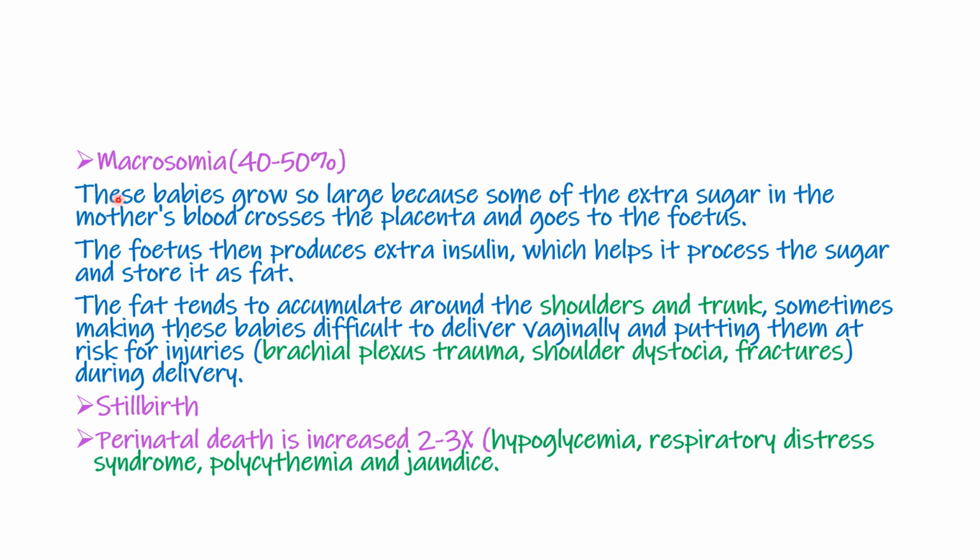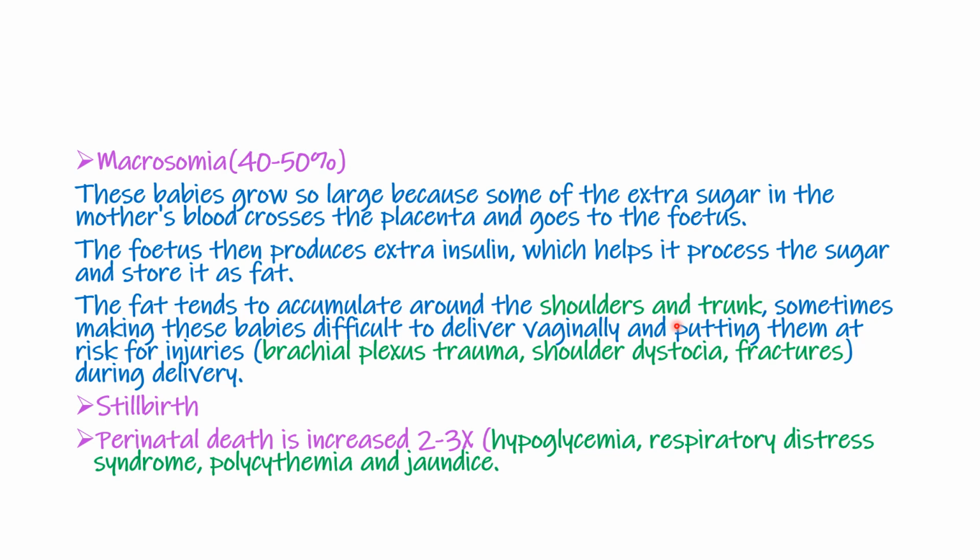50%. This is because these babies grow large, as I said before, because we have extra sugar in the mother's blood, which will cross the placenta and go to the fetus. And then the fetus produces extra insulin, which helps it to process this sugar and store it as fat. And these fats tend to accumulate mostly in the shoulders and the trunk.